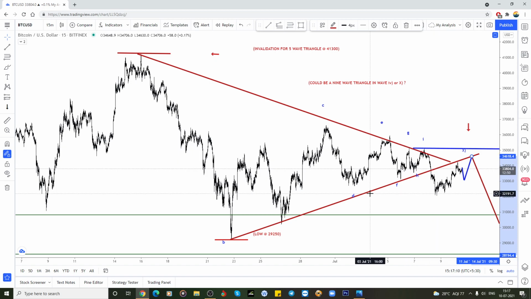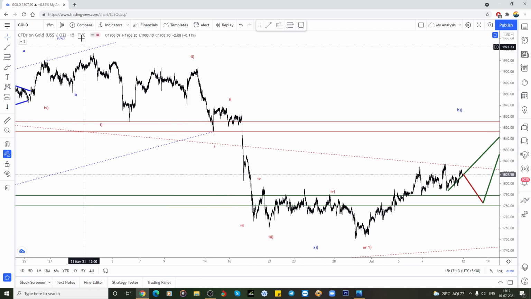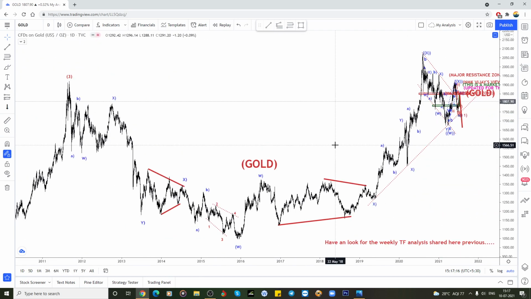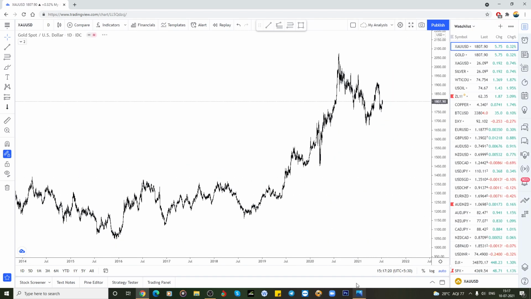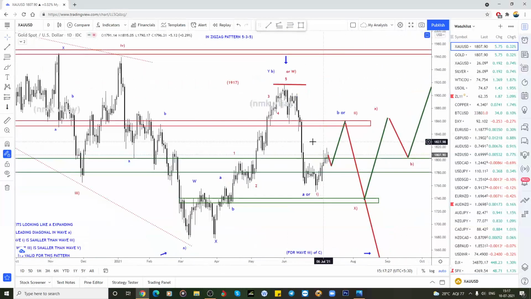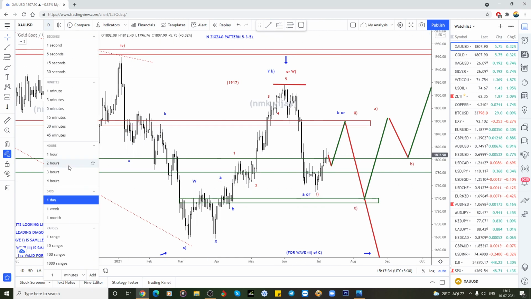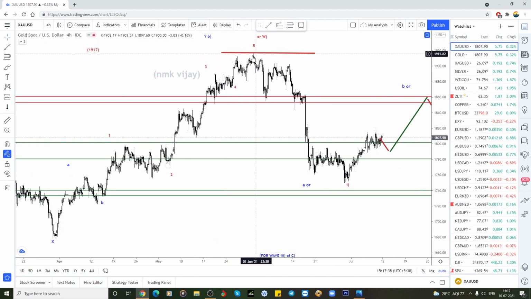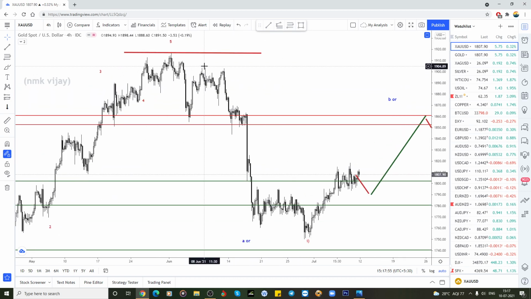Let's see. And what is gold? We'll move on to gold. See, gold also I have already shared my view. Once again, I will explain here. What I shared here, I'm talking about the previous post, that day. It looks like a 1 2 3 4 5. But if you go deep in the 4-hour chart, this could be a B, 1 2, so this could be a 1 2 3 4 5. Here it's one more 1 2, so 3 4 5.